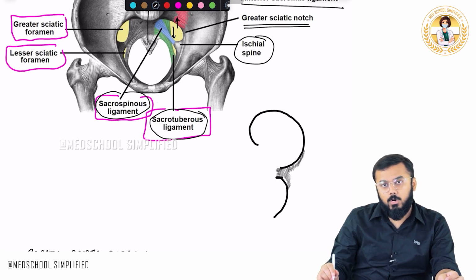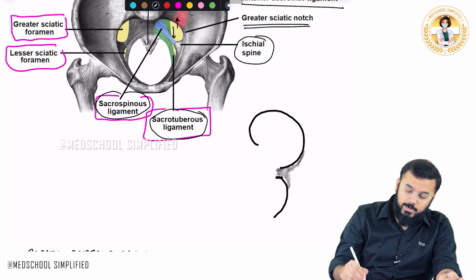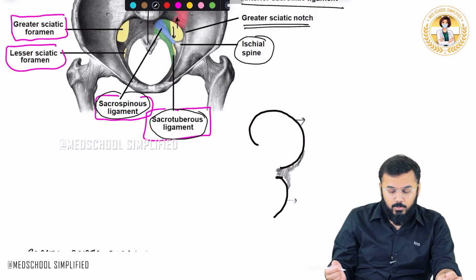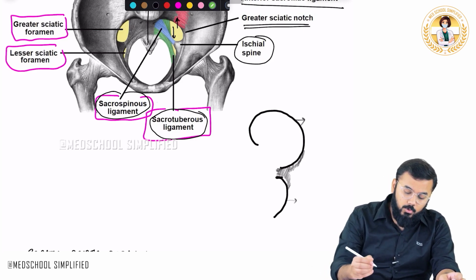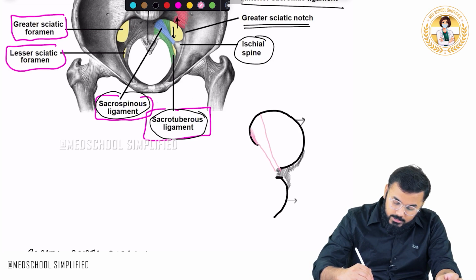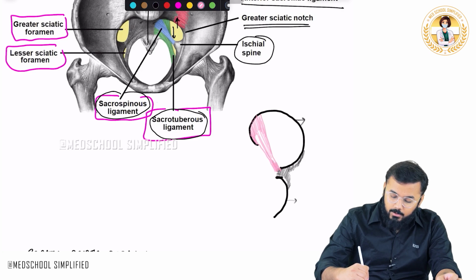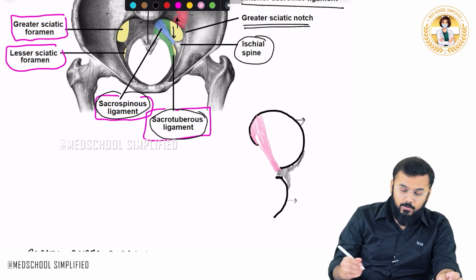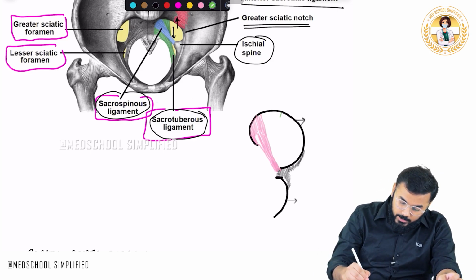Above the ischial spine, there is what? The greater sciatic notch. This one is your greater sciatic notch, and this one is your lesser sciatic notch. Attached from the spine, you have a ligament going all the way down here. This ligament is called the sacrospinous ligament because it is attached to the spine. Behind this sacrospinous ligament, you have another ligament, located behind it like this.